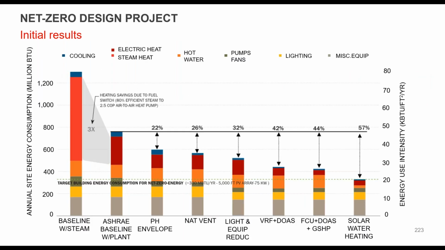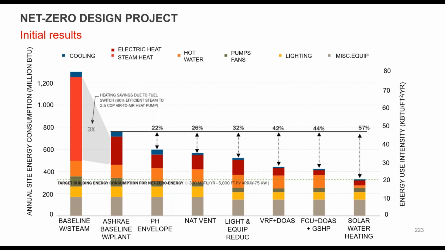that. So if we look at some of the initial results for this, we started off baseline with steam, and there's the ASHRAE baseline, the code version. And then looking at some of the options for that. Also, there was some heat savings due to fuel switch from the steam to an air-to-air heat pump, from 80% efficient steam to 2.50 COP. So you see automatically we're doing better than what could be expected. And then you move on to some of the options.